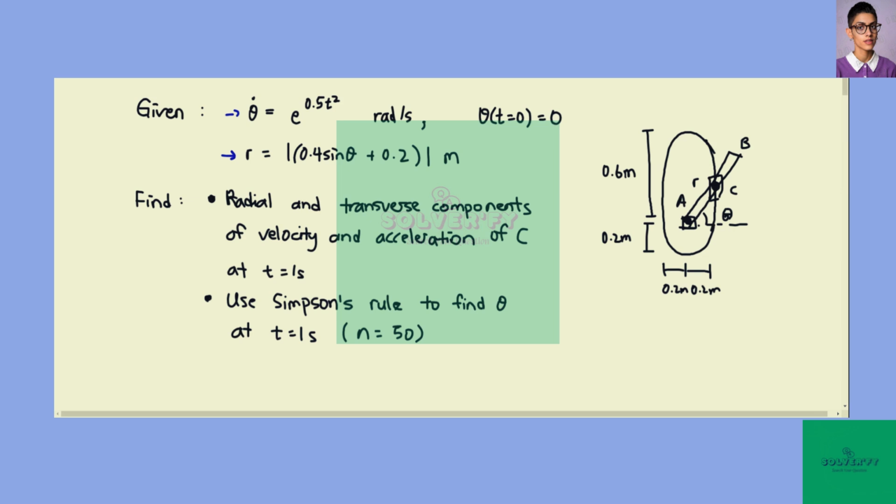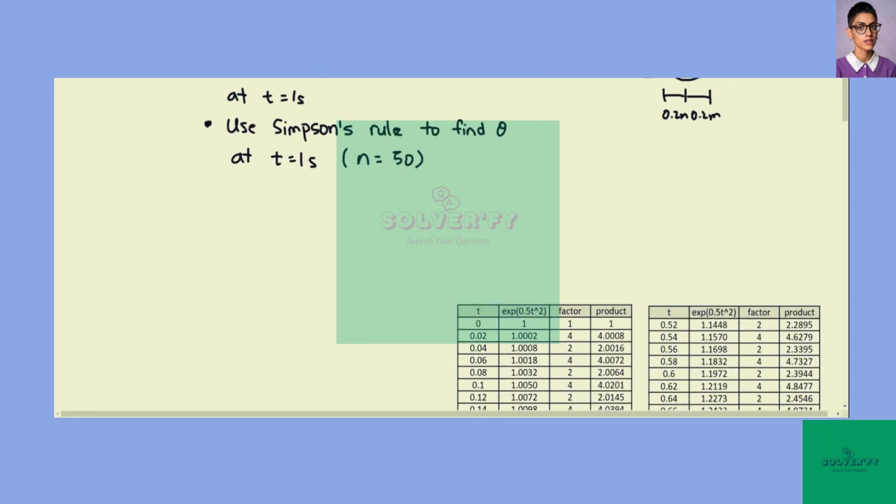Based on what we are asked to find, and looking at our radial function, there is a theta. We need to actually calculate theta at t equals 1 second, and we will be using Simpson's rule to determine that. Based on the requirements of the question, we'll first find theta. So, solution.